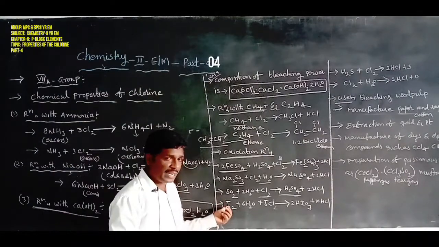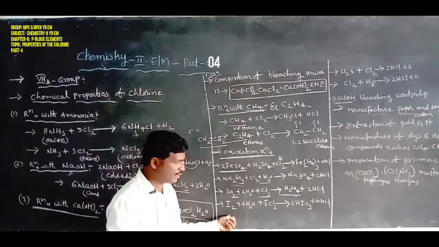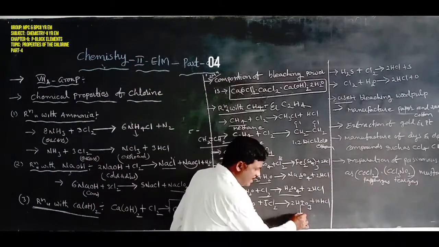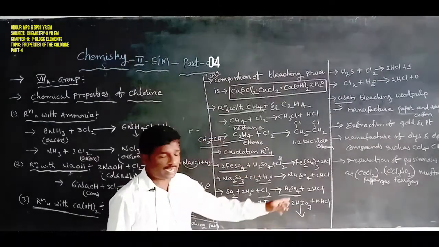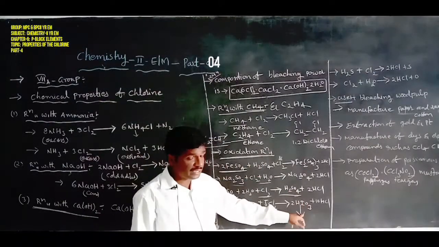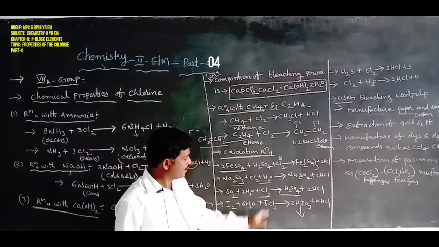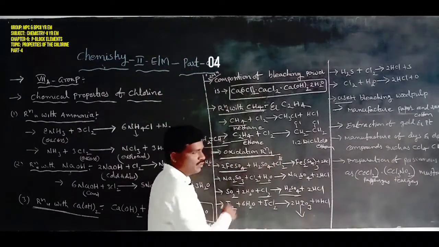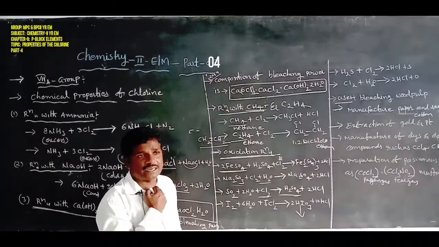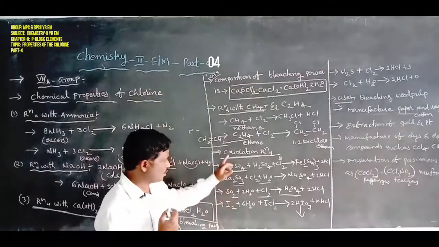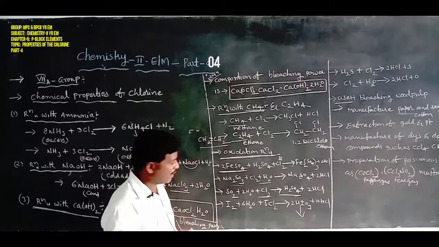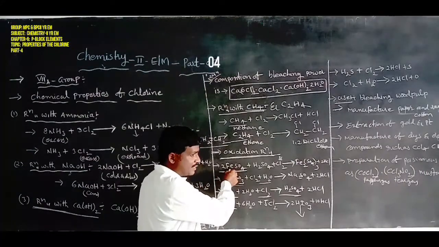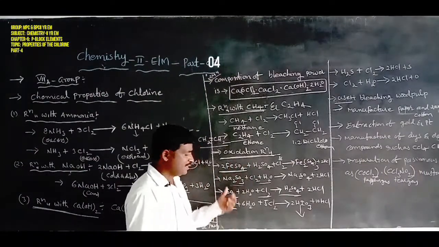Next, another one: iodine oxidizes with chlorine to form iodic acid, HIO3. Those are the 4 oxidation reactions of chlorine. Chlorine is a strong oxidizing agent, a group 7 element. Here the ferrous oxidizes to ferric.